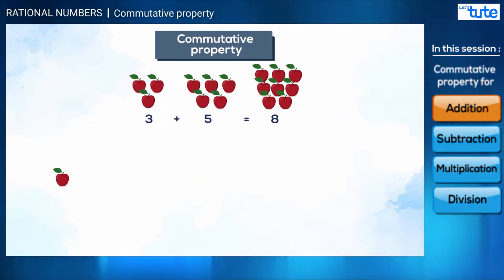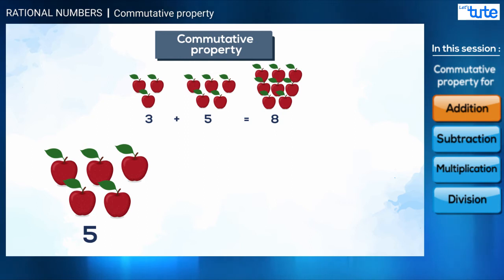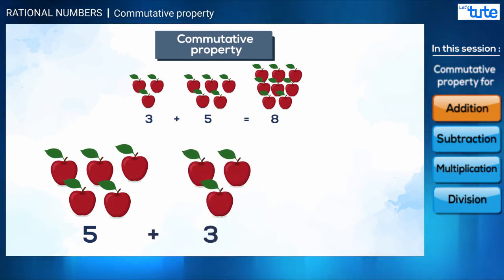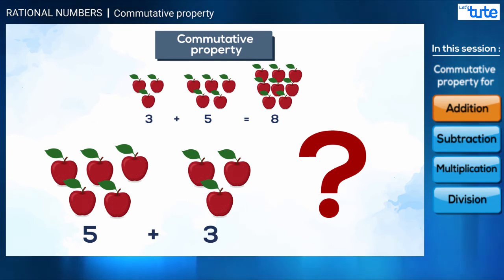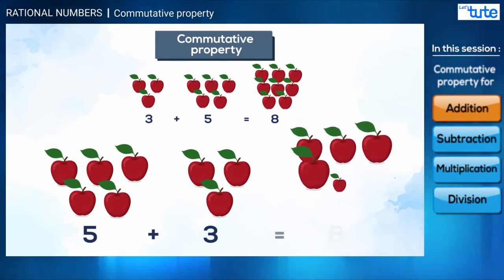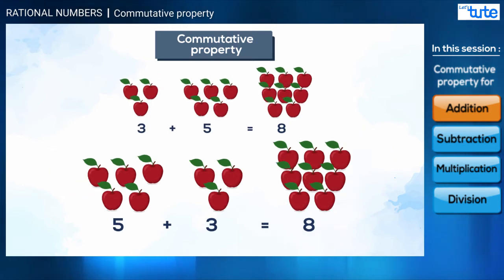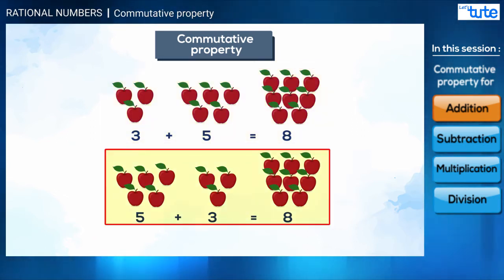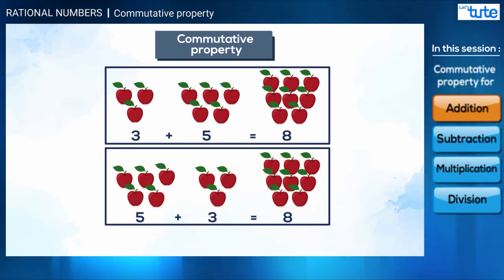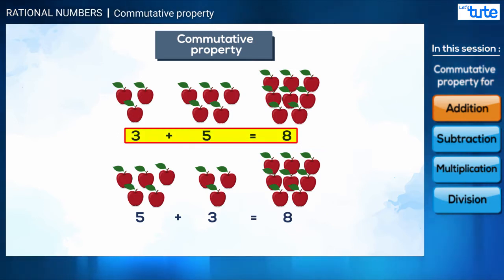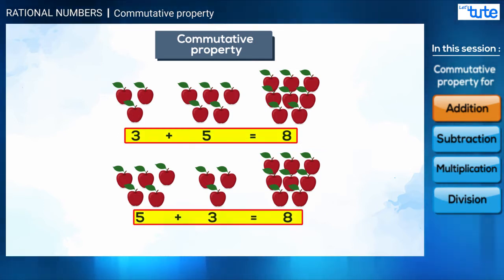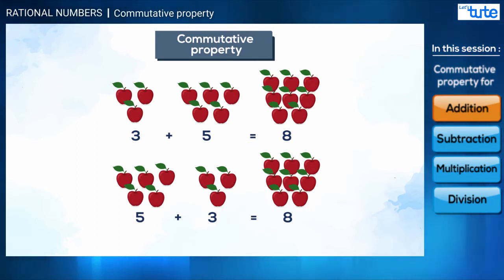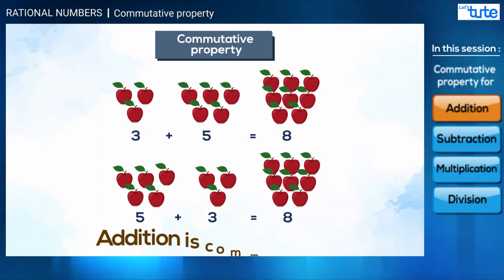Now let's change the situation a bit. Suppose this time you have 5 apples in your bag and you bought 3 more. Then how many apples are in your bag now? Again, total 8 apples. So in both the situations, you get 3 plus 5 equal to 8 apples, 5 plus 3 again 8 apples. You see, here order does not matter. Whether you add 3 plus 5 or 5 plus 3, the value does not change. And hence, we say addition is commutative.